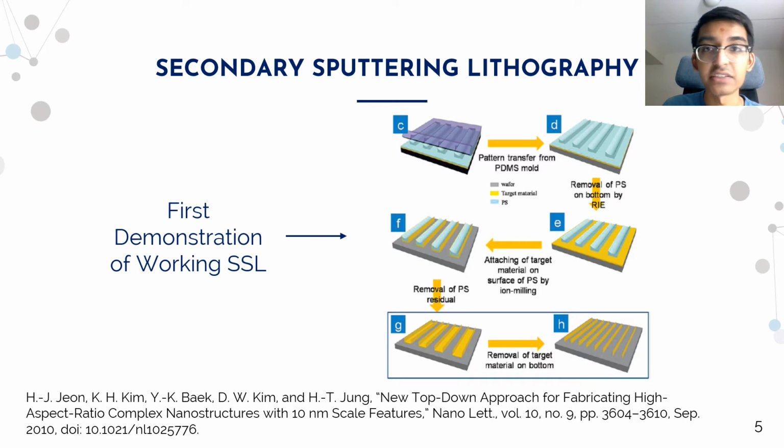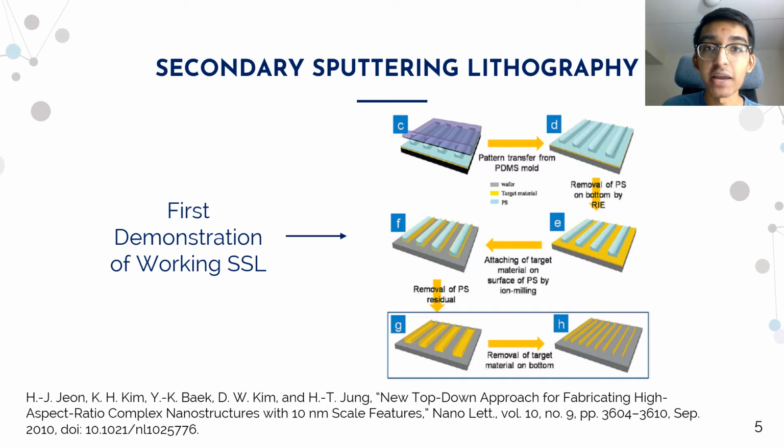This novel SSL technique was first created by Jian et al. in 2010. First, in their fabrication, they started off with a silicon wafer coated with a 3 nanometer thick chromium adhesion layer. Then, using electron beam evaporation, they deposited a 30 nanometer platinum layer onto the silicon wafer. On top of that, a thin film of polystyrene, or PS, was spin coated on top of the platinum surface.